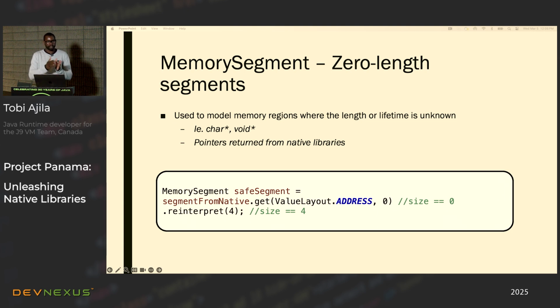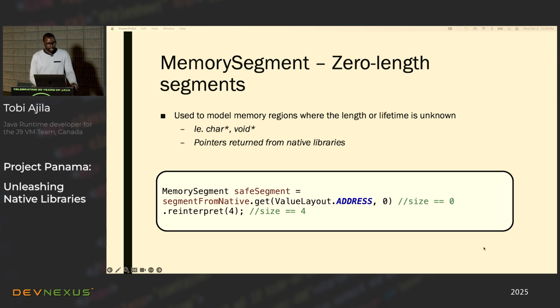You kind of have to read the string until you get to a null terminator before you know the size. So Panama allows you to represent these things with zero-length memory segments. And the way you interact with it is that you do the reinterpret operation and put a bounds on it, and that lets you then access the memory.